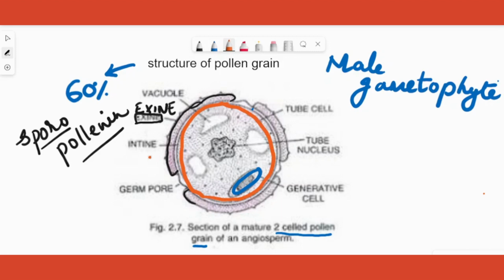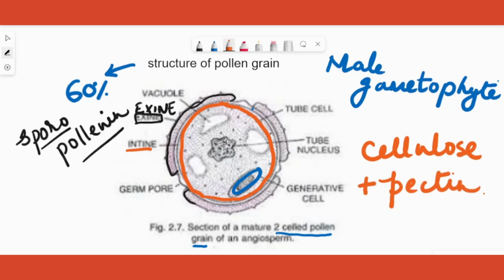This wall is called the intine, and this is made up of cellulose. What is cellulose? As you know, all the cell wall is made up of cellulose in case of plants, and pectin. So these are the two components of intine. Exine is made up of sporopollenin, intine is made up of cellulose and pectin. In case of intine, as you can see, it is a continuous structure, but exine is discontinuous at times. So there are gaps through which whatever is inside can come out. These spaces between the exine are called the germ pores.